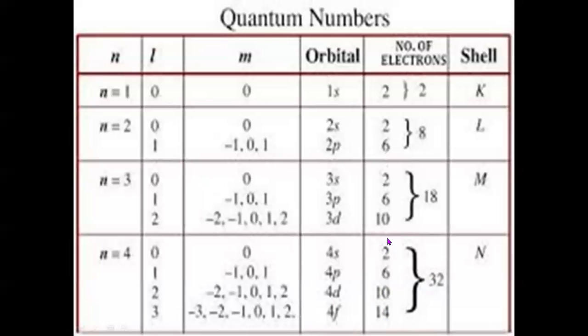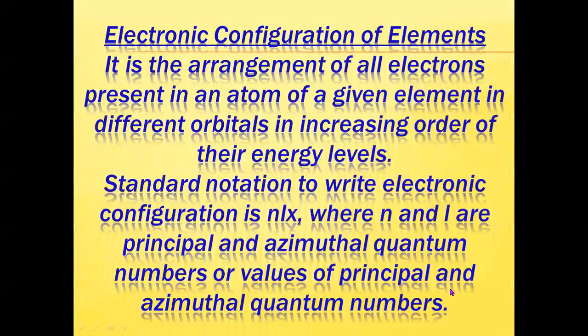Now, if you sum it up, 2 plus 6, 8 plus 10, 18 plus 14, 32. So the nth shell or fourth orbit or fourth main energy level can accommodate 32 electrons. With that, we end the topic of quantum numbers, which give you an idea of energy levels, sub-energy levels, orbitals, and number of electrons in different shells and subshells and orbitals around the nucleus in an atom of an element.